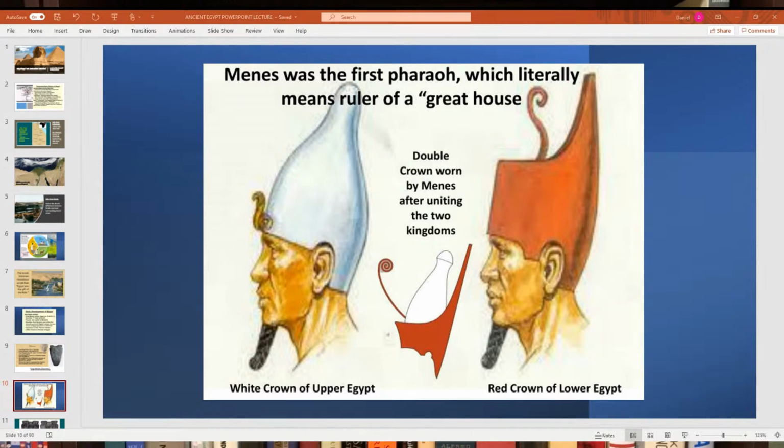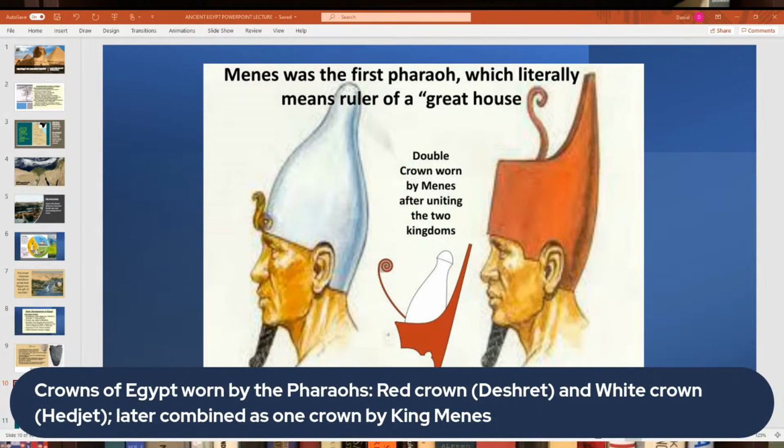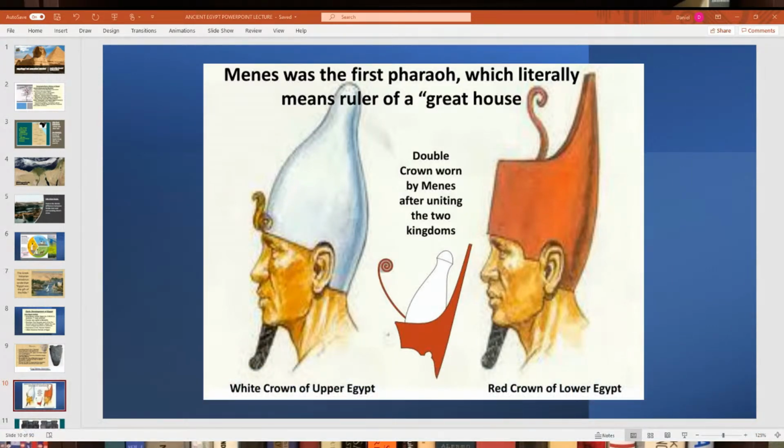Anyway, they believe originally that the kings of Egypt, of which there were two at one point, one in Upper Egypt and one in Lower Egypt, had two different crowns. The king of Upper Egypt had a white crown, and the king of Lower Egypt had a red crown. They had names for them: the red crown was called the Deshret, and the white crown was called the Hedjet. They combined them over time, and Menes would wear both crowns together. The white crown goes on top, they think, and the red crown goes on the bottom.